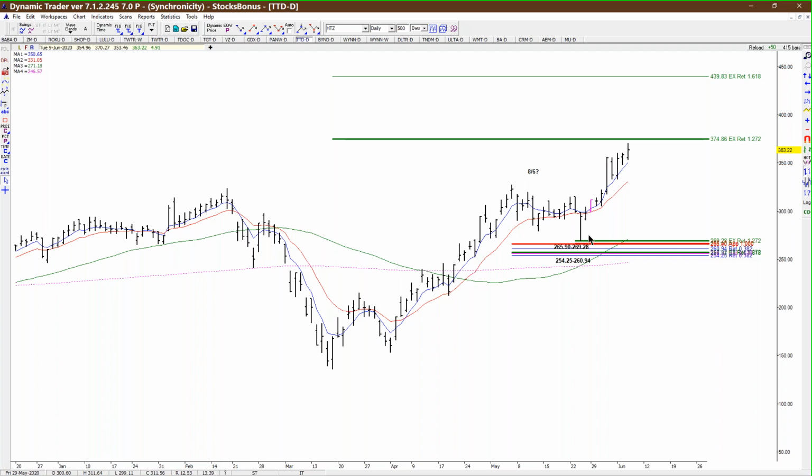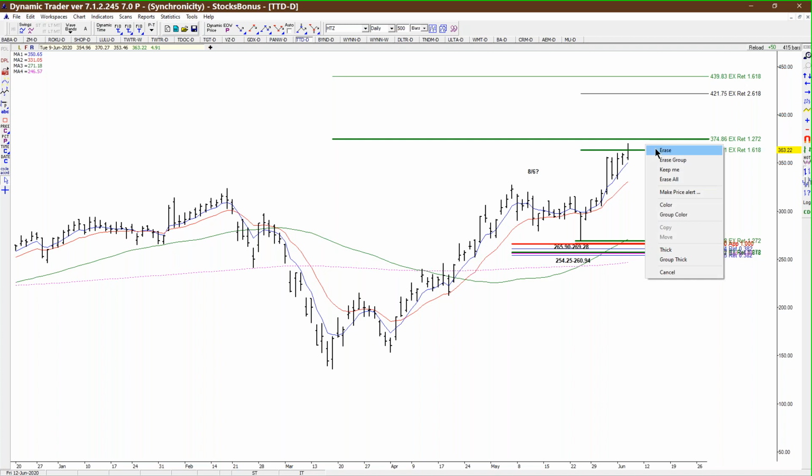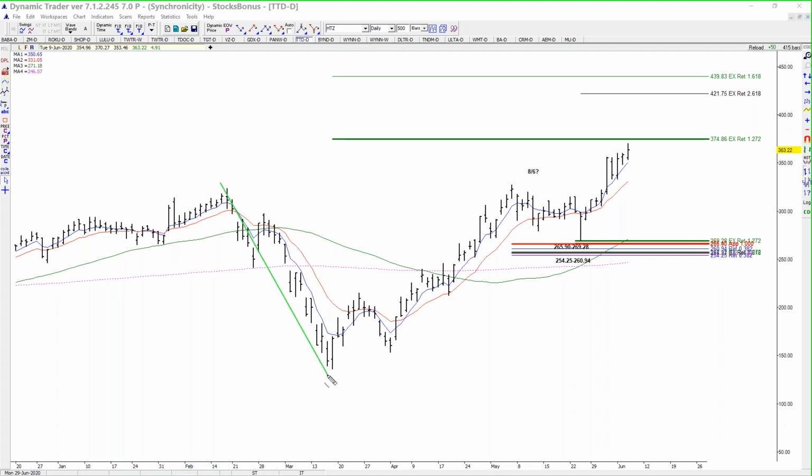This was a beautiful setup in TTD. I know it's made the targets off of this low. Yep, you made two targets off of that low, but then you also have a target off of this swing, and that's the 1272 at 374. So this one, since you've made two targets already, it's a good one to have a relatively tight stop.